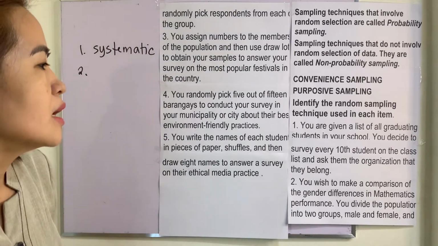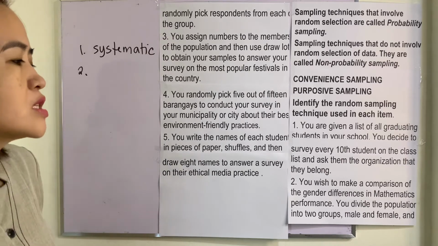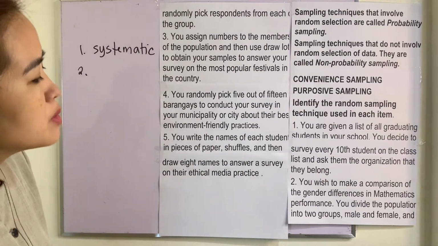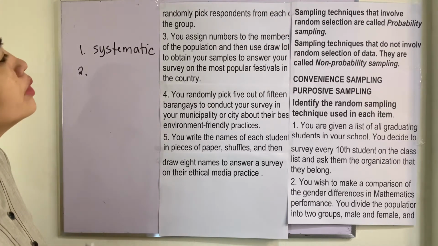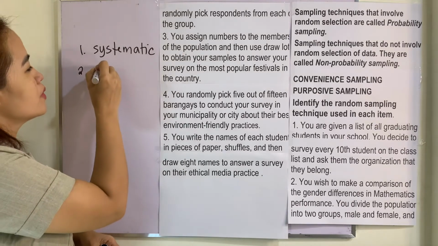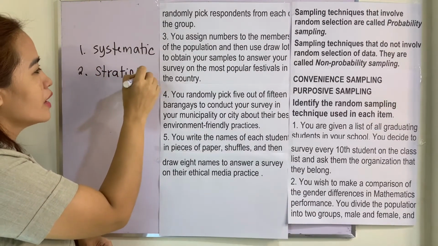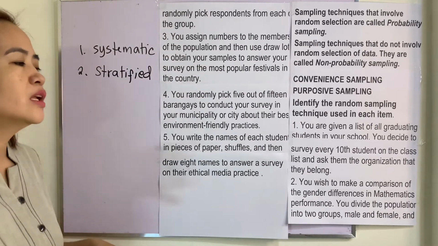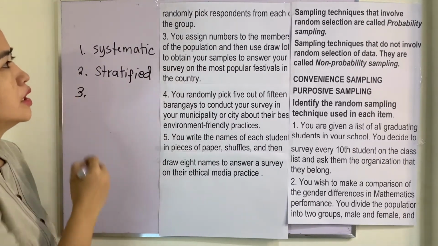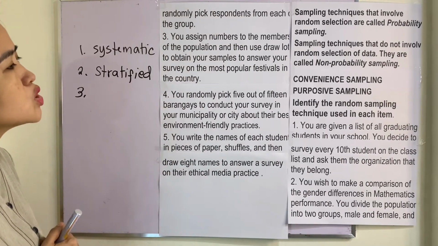Okay, number 2. You wish to make a comparison of the gender differences in mathematics performance. You divide the population into 2 groups, male and female, and randomly pick respondents from each of the groups. This one is, of course, stratified. You divide the population into 2 and then you pick from each group. So that is stratified.